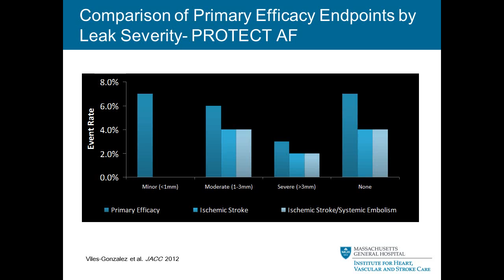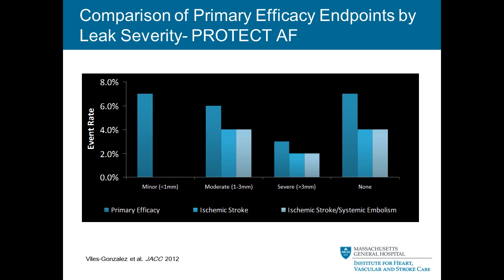This is from the same publication I mentioned earlier by Dr. Reddy, and the data is from the Protect AFib study, comparing the primary efficacy endpoint by leak severity. The dark blue is the primary efficacy of this study, which was a combined endpoint of stroke, cardiovascular and unexplained death, and systemic thromboembolism, all lumped in the primary efficacy endpoint.